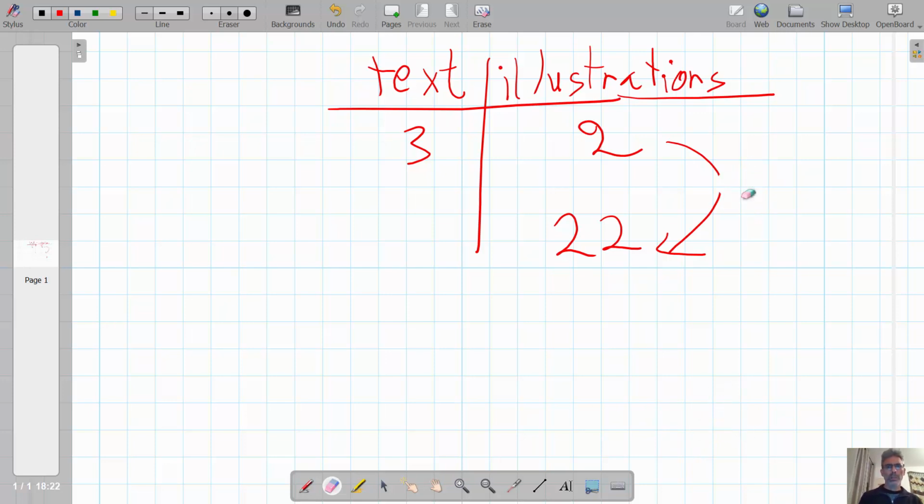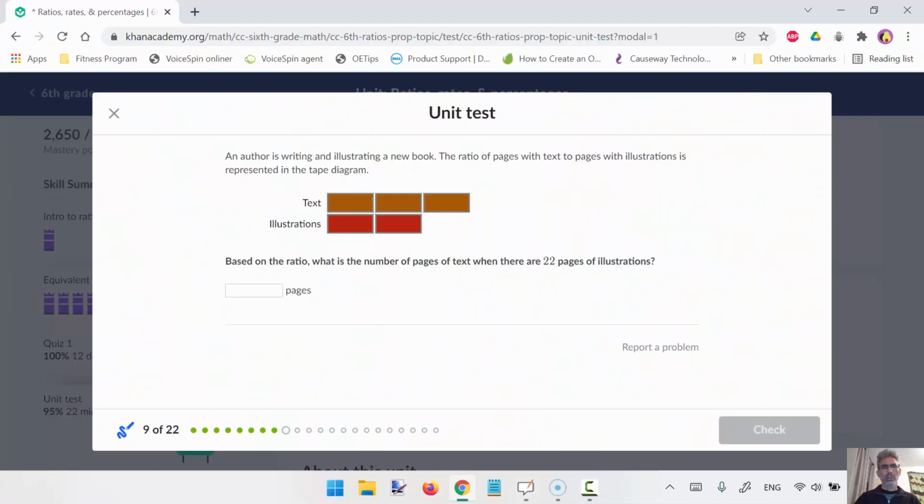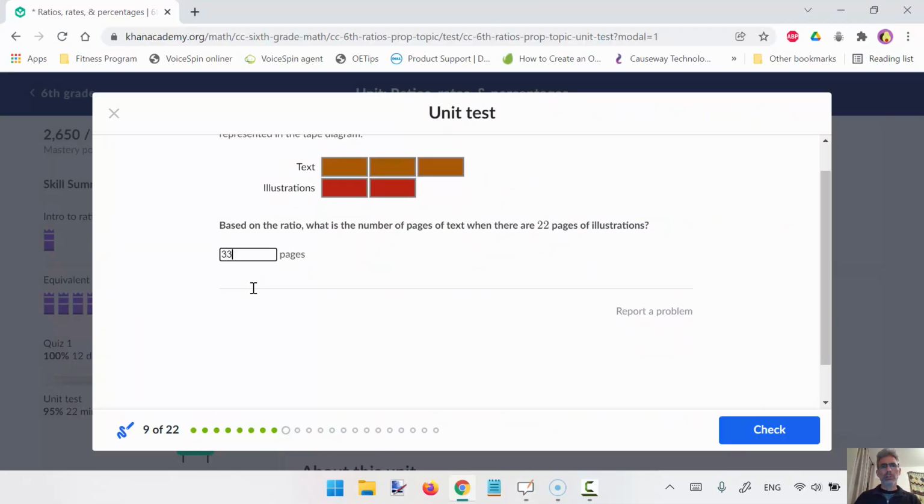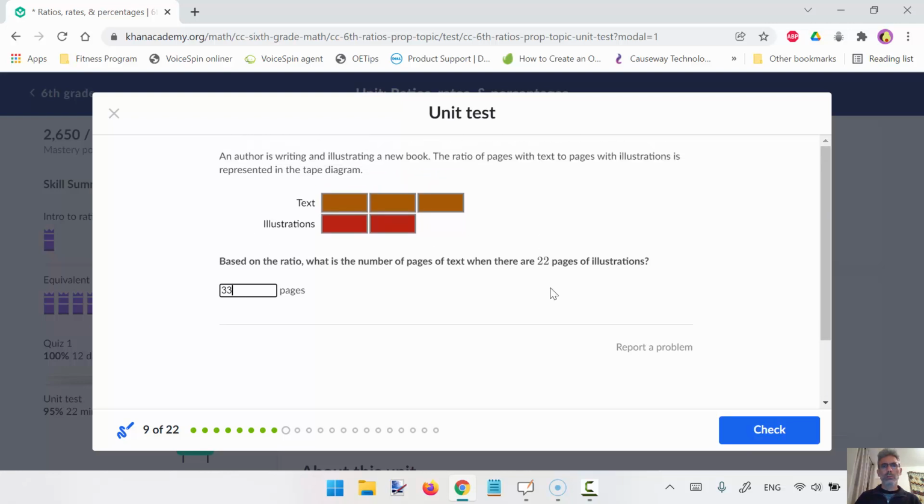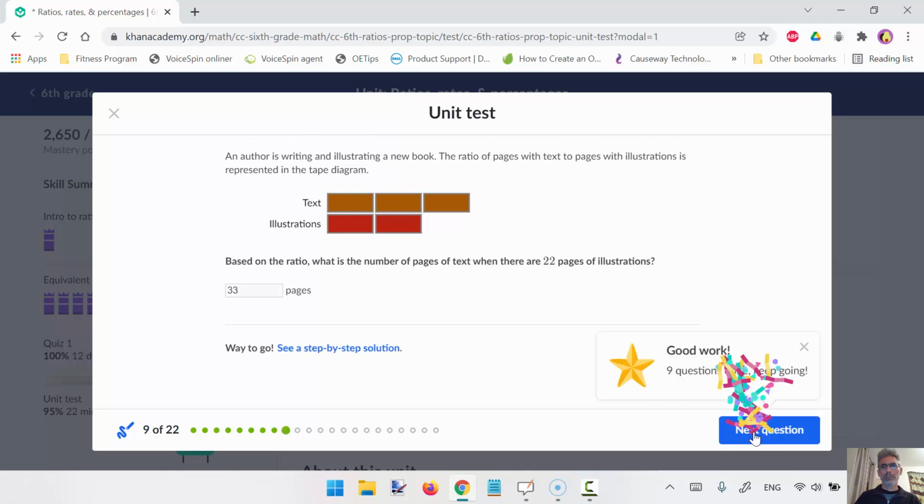So we need to multiply by 11. Okay, so we go from 3 to 33 pages of text. How many pages of text? Well, 22 illustrations. Okay.